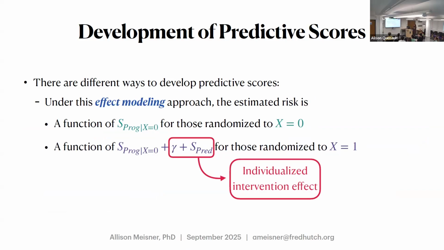So under this effect modeling approach, your estimated risk, if someone's in the control arm, X equals 0, is just that prognostic score in the control arm. But if they're in the intervention arm, their risk is a function of that same prognostic score in the control arm, plus the main effect of treatment, plus the predictive score. And so those two together, the gamma plus S pred, that would be your individualized intervention effect. So S pred really characterizes how an individual's intervention effect varies around some population mean.